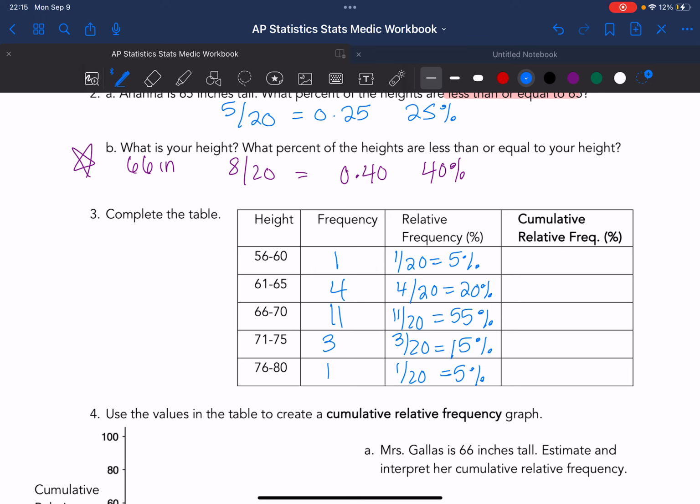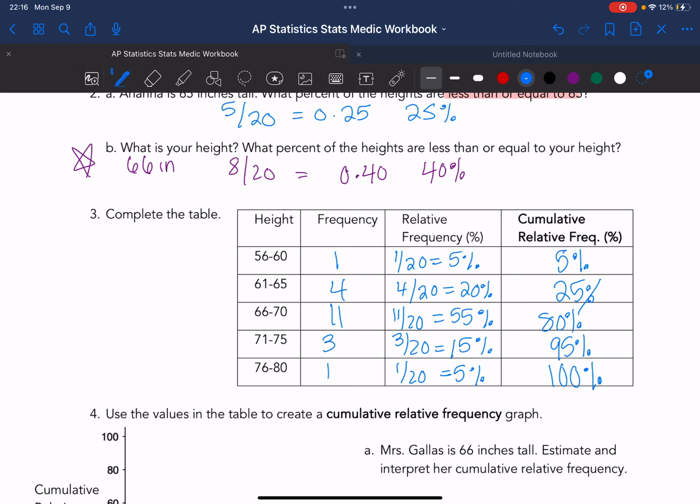So if we were to add all of these together, we started at 5%, and then we have 5% plus 20%, okay, that's 25%. And then we have 25% plus 55%, which is 80%. And then we have 80% plus 15%, which is 95%. And then we have 95% plus 5%, which is 100%.